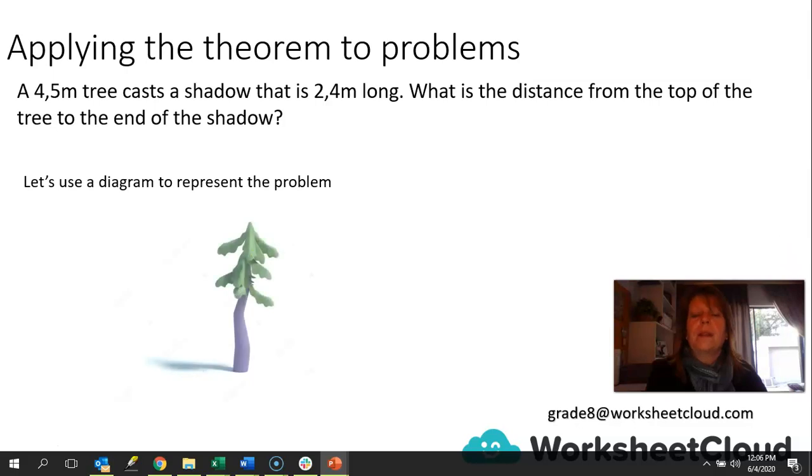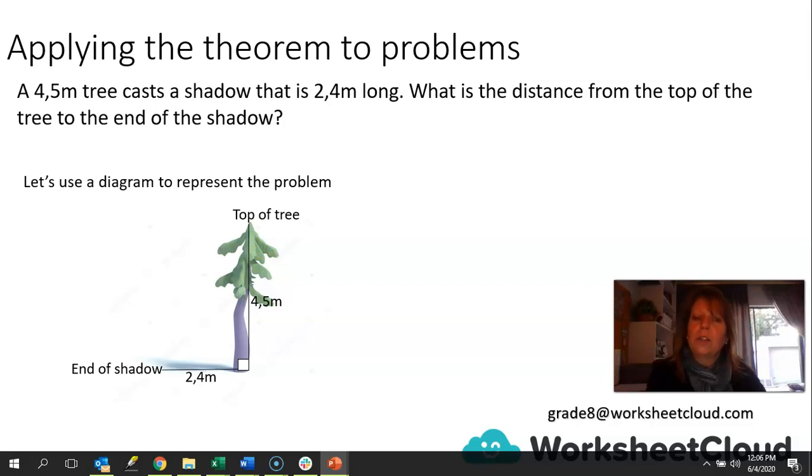Let's use the diagram. There's the tree and you can see the shadow. The height of the tree is 4,5 meters. We're told that the tree is 4,5 meters, so that's to the top of the tree. The shadow is going along the ground, and that is 2,4 meters from the tree to the end of the shadow. Now in the corner, where the tree and the shadow start, it creates a right angle, which means that, as you can tell, we are going to be able to use Pythag again.